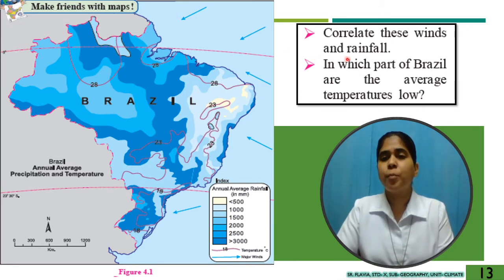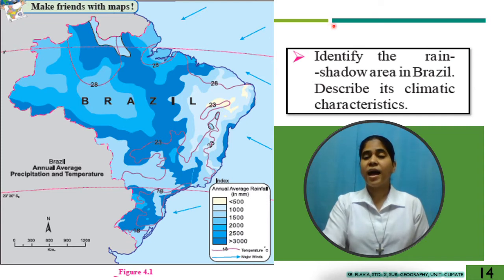Next, in which part of Brazil are the average temperatures low? Over here. You find over here 18 degrees Celsius. And what is over here? Over here you find the Paraguay-Parana basin. So the answer is in Paraguay basin, the average temperatures are low.